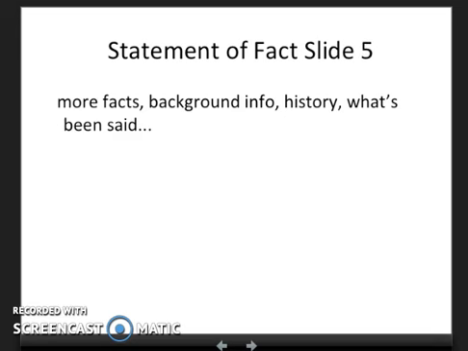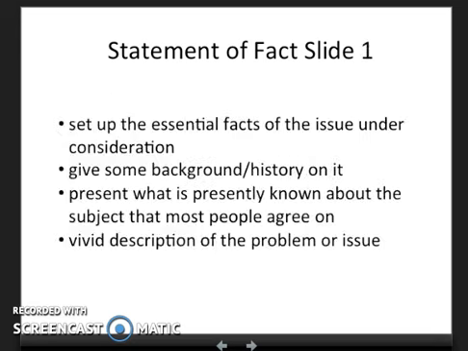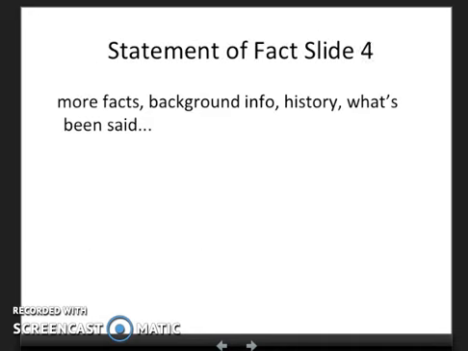And you're going to have as many slides as it takes for you to give that background information. Okay, so those are your statement of fact slides.